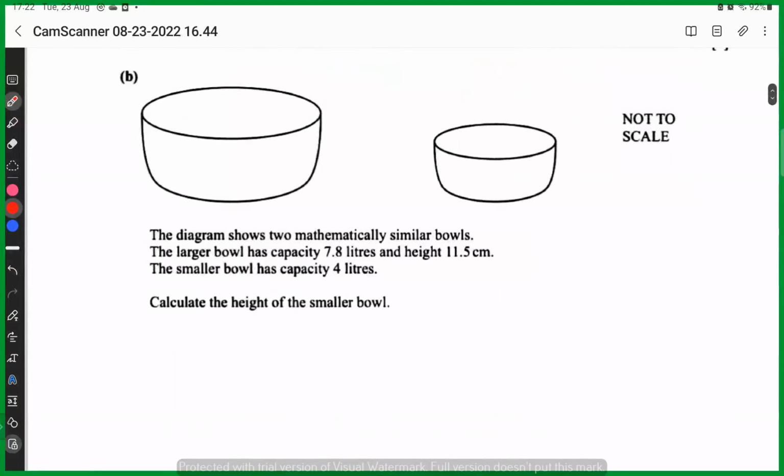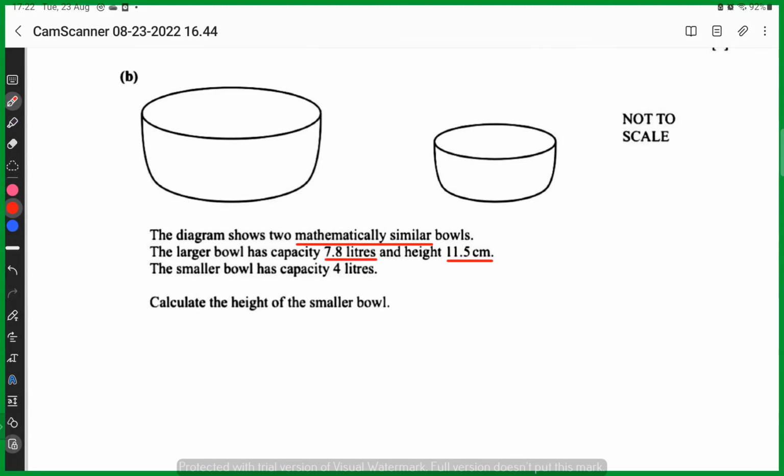Okay, now pay attention. The diagram shows two mathematically similar bowls. Again, this is given that the two bowls are similar. The larger bowl has a capacity of 7.8 liters and height 11.5 centimeters. The smaller bowl has a capacity of 4 liters. Calculate the height of the bowl. Okay, first of all, what do we have?